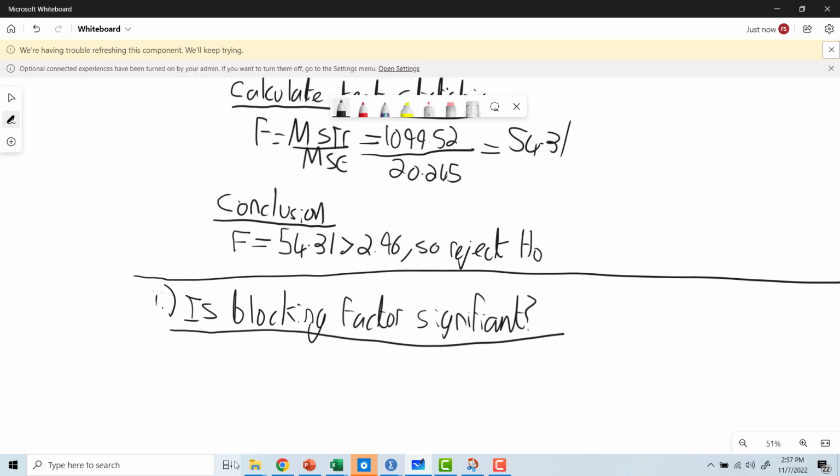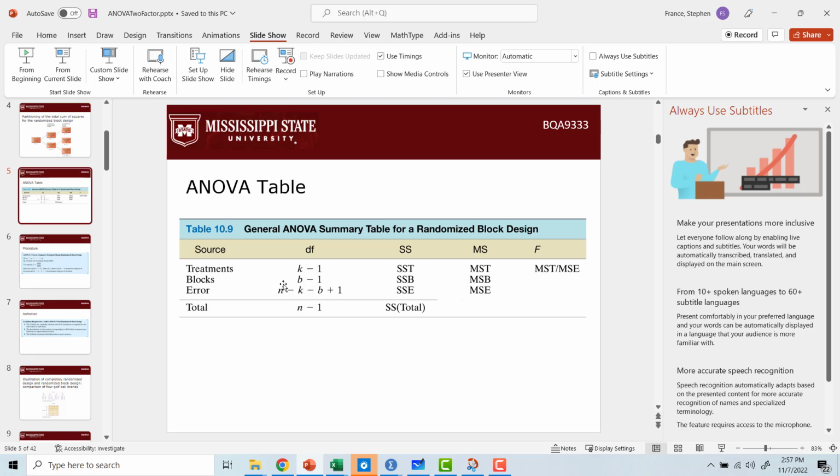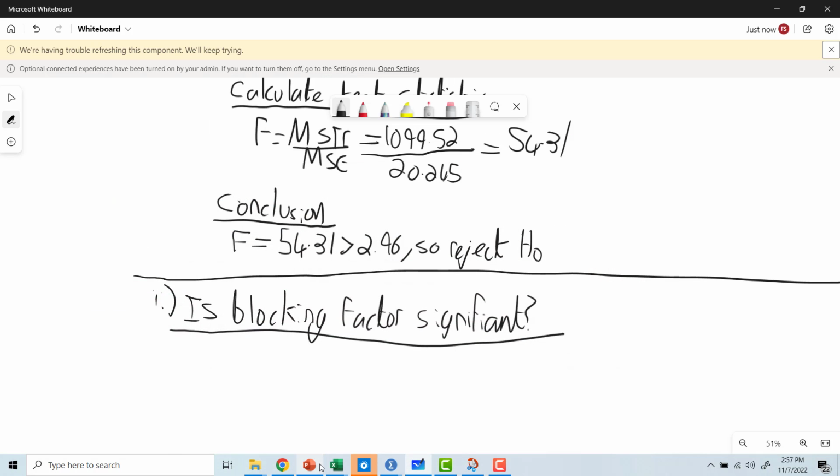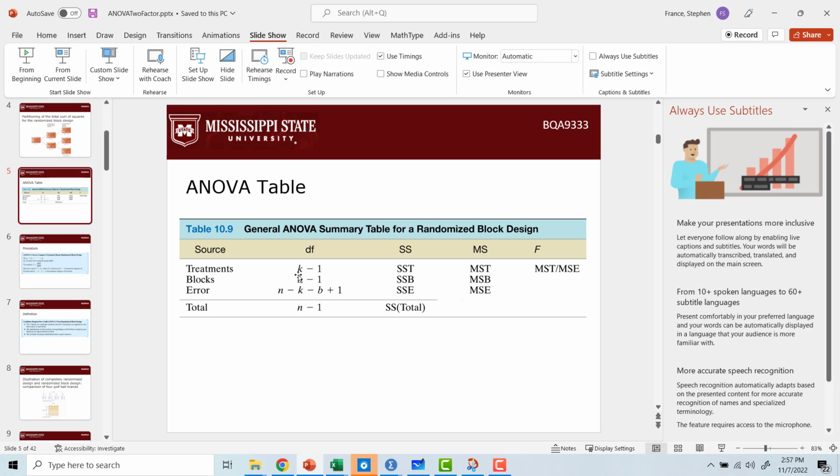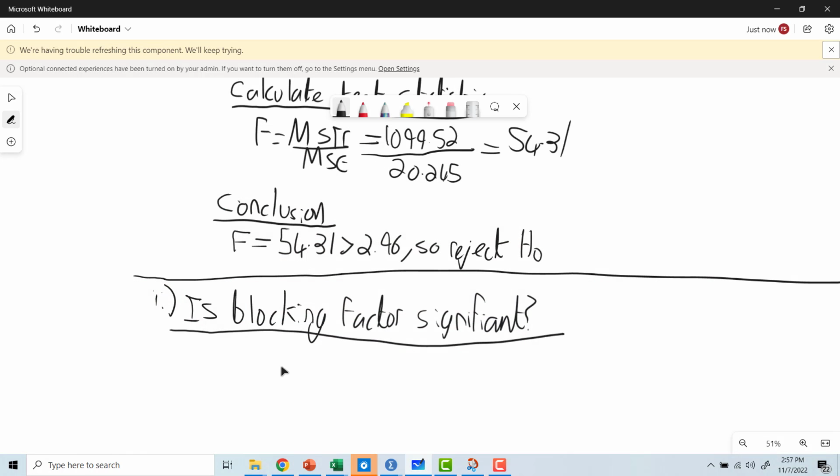So again, we go back to the ANOVA table, and the blocks is B minus 1, and we have the mean squared block. And again, when I did this on the board, I added an extra line to show you how to do this. And it's going to be the mean squared block divided by the mean squared error. So let's just look at the degrees of freedom. We have B minus 1 degrees of freedom for blocks, and N minus K minus B plus 1 for the error. So let's actually do the rejection region first.